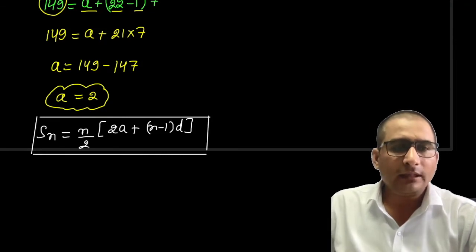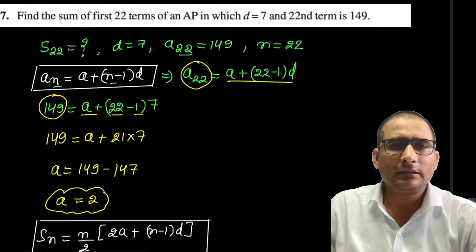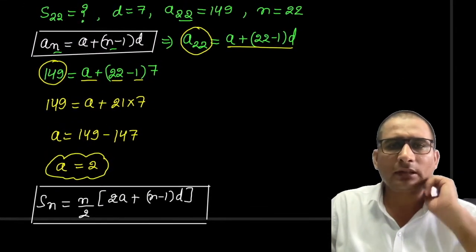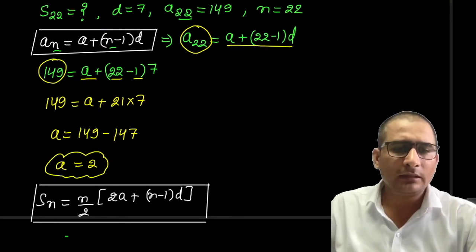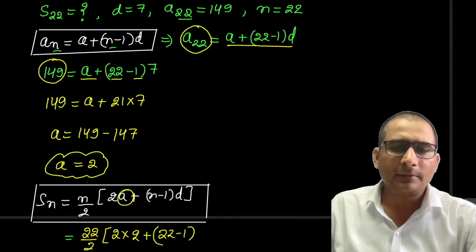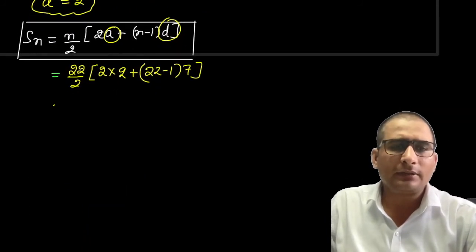So put all the given values in this formula. Sn is given here in the question, I think. Sn is given, no, S22 we have to find. N हमारे पास 22 है. Let us put all the values given in this formula. It's given 22 by 2. A हमने find कर लिया. At the place of A put 2. N is 22 minus 1. And at the place of D it is given in the question 7. So the main thing is to remember this formula, and after this by putting the values, calculations are there only.